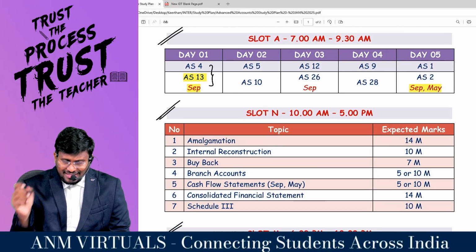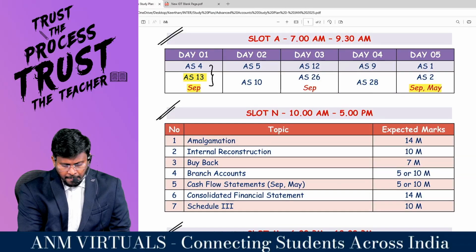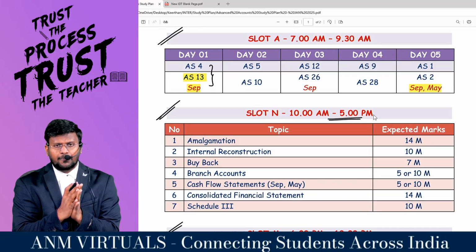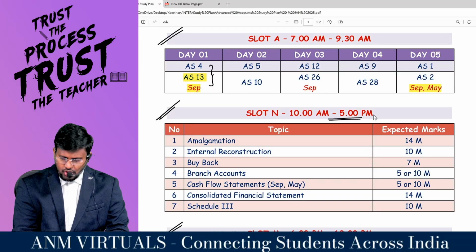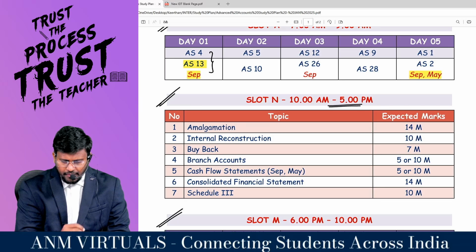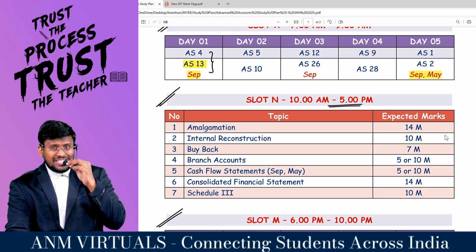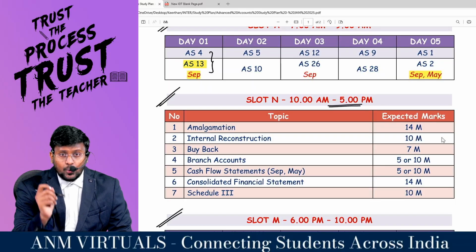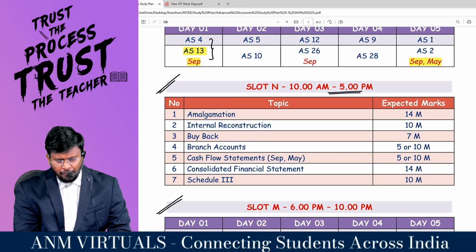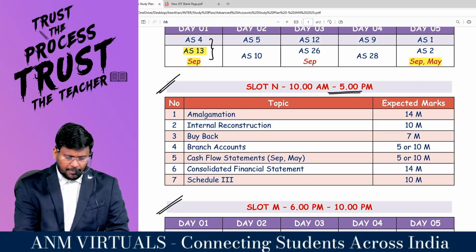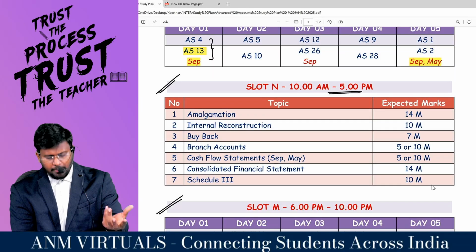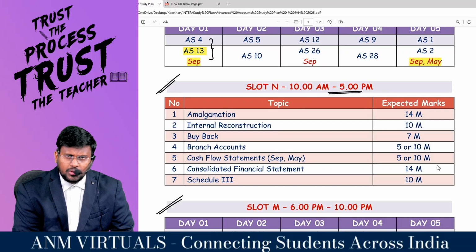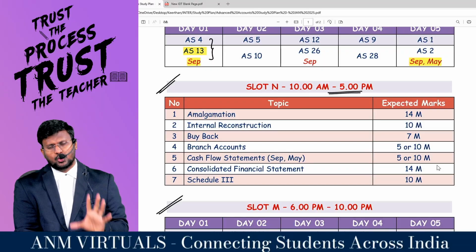Then, sir, on that day 1 itself, you have to prepare from 10 to 5, a very important slot: 10 to 1 is a 3 hour slot, 1 to 2 lunch break, 2 to 5 another slot. You have to prepare the 7 chapters. Which 7 chapters? Amalgamation you have to prepare, which is an expected 14 mark question for the exam. IR will come for 10 marks in the exam. Buyback will come for 7 marks. Branch will come for 5 marks minimum, maximum 10 marks. Cash flow statement will come for 5 to 10 marks. Consolidated financial statement, another biggest hit area, 14 marks. And Schedule 3 will come for 10 marks in the exam. What you are supposed to do, I will tell you.